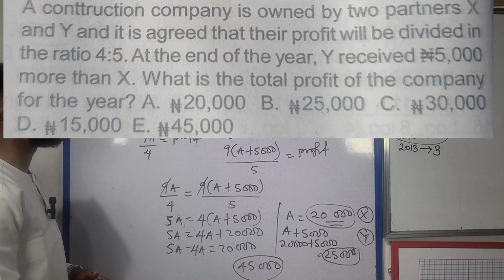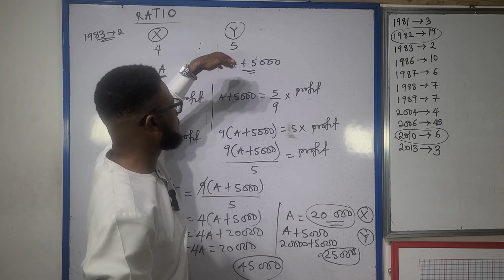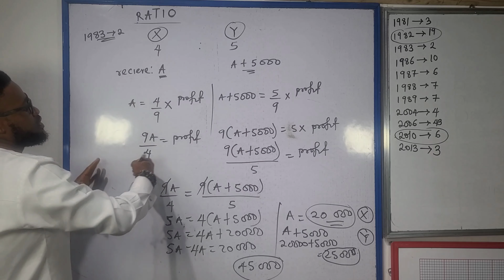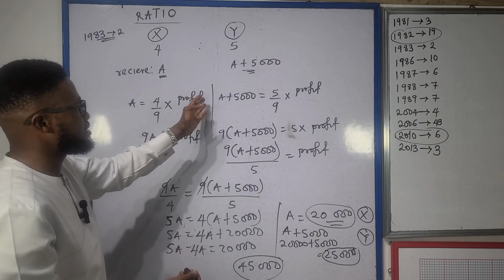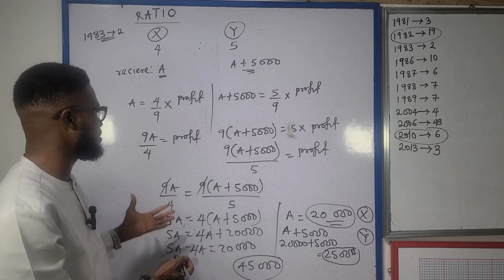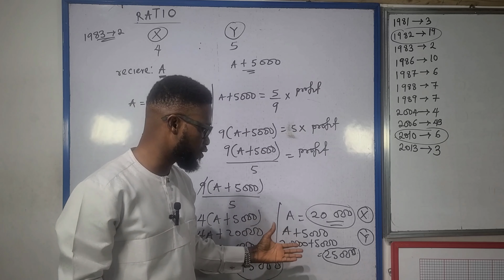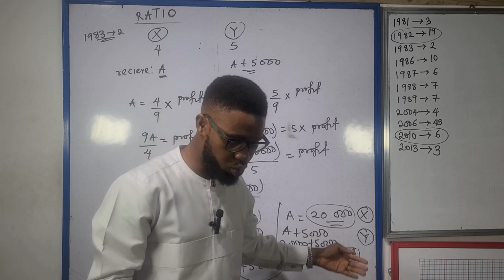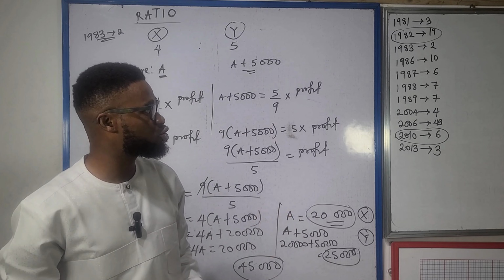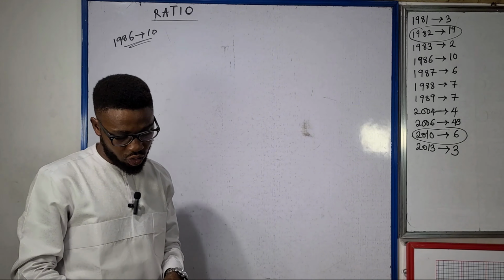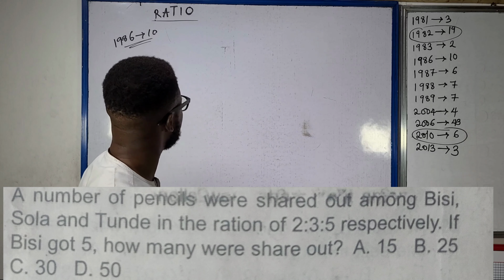You look at the process very well. Let X receive A, let Y receive A plus 5,000. You work this, the profit here and the profit here, they are the same, since it's the same business. So 9A over 4 equals what you have here. You calculate to solve for your A, and of course to solve for what Y gets, and that ends that question, 1983 question 2.